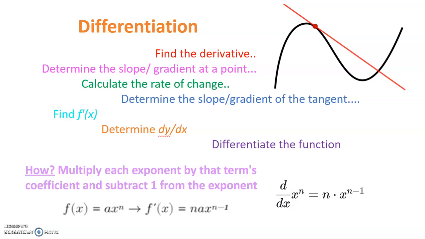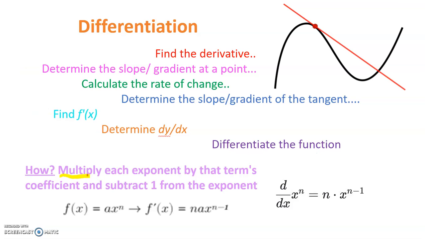You can be asked to find the derivative, determine the slope or gradient at a given point, calculate the rate of change, which can also be at a given point, determine the slope or gradient of the tangent, find f dash of x, or determine or find dy dx. You can also just be asked, plain and simply, to differentiate the function. Every single one of those mean exactly the same thing. And how do you go about doing it?